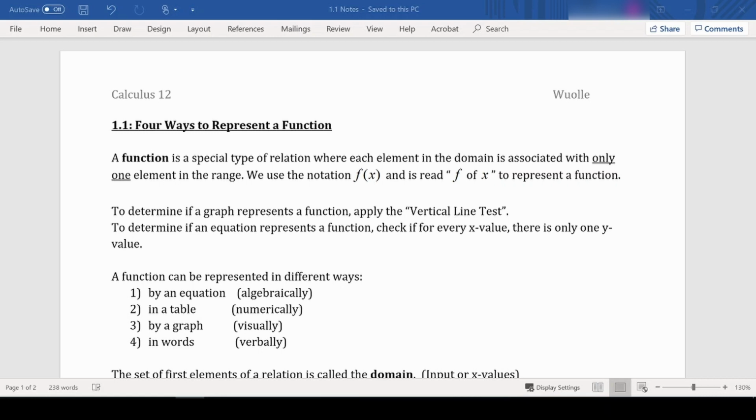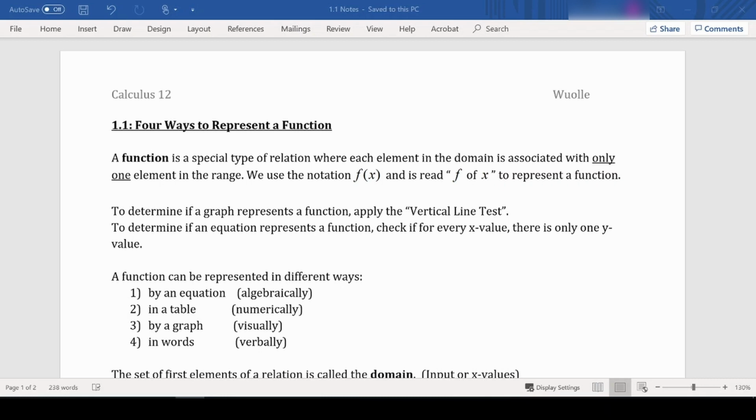So just a reminder, a function is a special type of relation where each element in the domain is associated with only one element in the range. In other words, every input has at most one output. Okay. We use this notation, f of x, to represent a function, which we reviewed at the end of our review chapter 0.